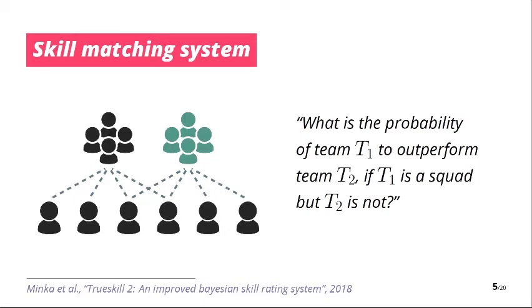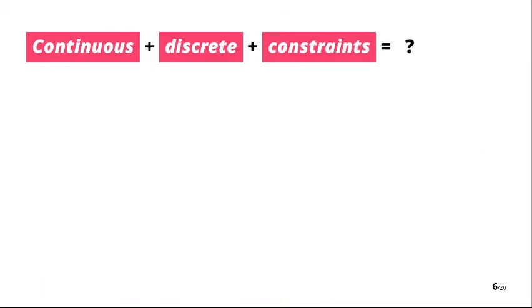Given such a scenario, you may want your system to answer such a question. What is the probability of Team 1 to outperform Team 2 if Team 1 is a squad while Team 2 is not? So, in the scenario we just described, we need to model both continuous and discrete variables and constraints over them.